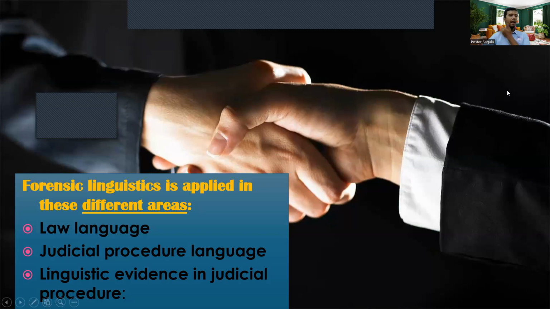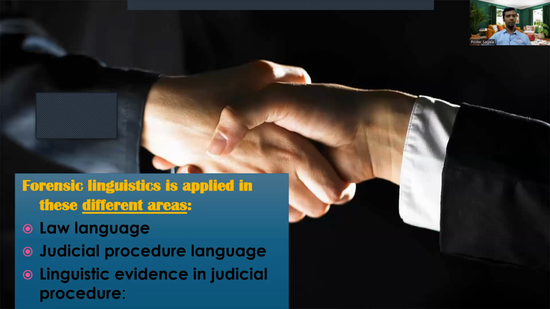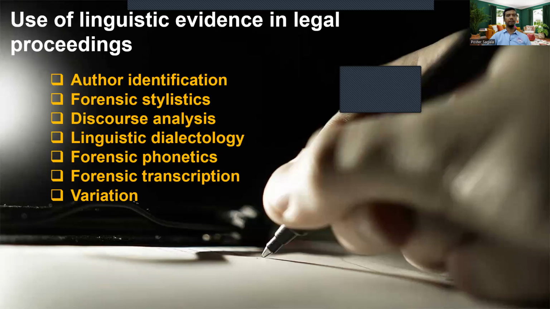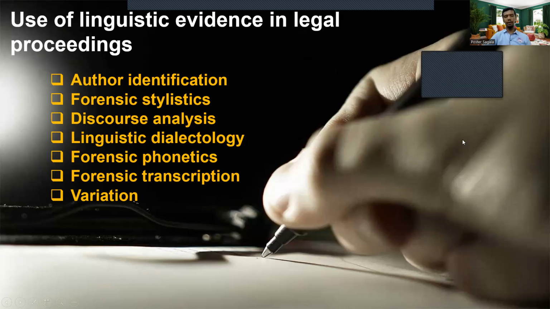Forensic linguistics is applied in these different areas. The first one is law, language, and judicial procedure, language and linguistic evidence in judicial procedure. Use of linguistic evidence in legal proceedings, such as author identification, forensic stylistics, discourse analysis, linguistic dialectology, forensic phonetics, forensic transcription, and variation. Some of this we have discussed in a previous slide before.